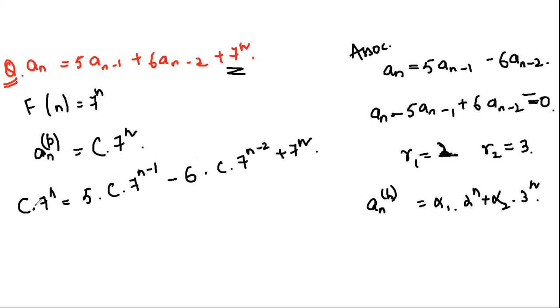Now just divide the entire equation by 7^(n-2), how we generally do it. This is very, very important. When we divide 7^n by 7^(n-2), we will be left with 7^2, which is equivalent to 49. So 49c, and here we will be left with 7, so 5 into 7 will be 35c. Let me divide it and show you.